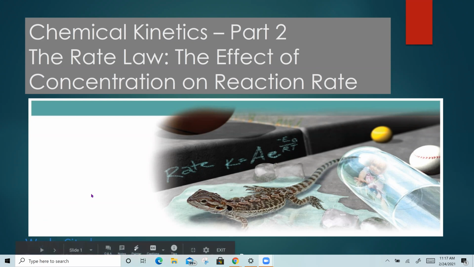Some of the things that we addressed earlier on is there are some things that affect reaction rate, and they were going to be the surface area of the compounds that are used. The temperature was another, and then also concentration. And in this section, we're going to focus on the effect of concentration on the reaction rate, and in particular, look at the rate laws.